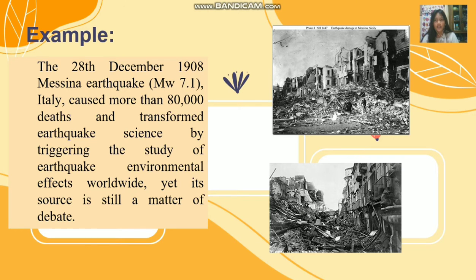For example, the 28th December 1908 Messina earthquake caused more than 80,000 deaths and transformed earthquake science by triggering the study of earthquake environmental effects worldwide, yet its source is still a matter of debate. These are some of the photos from the Messina earthquake. It is truly devastating, and it caused a lot of damage not only to the people but also to the buildings and infrastructures.